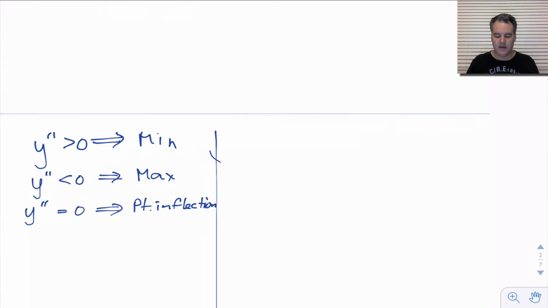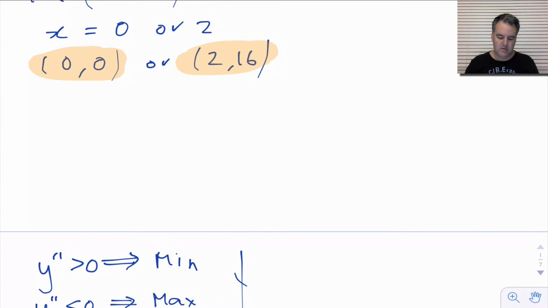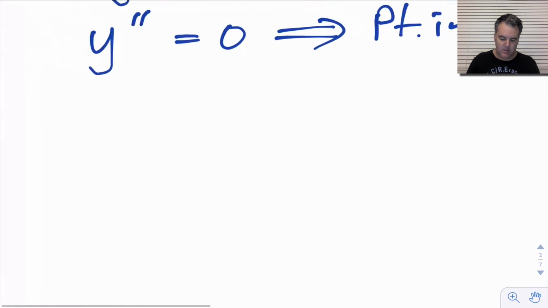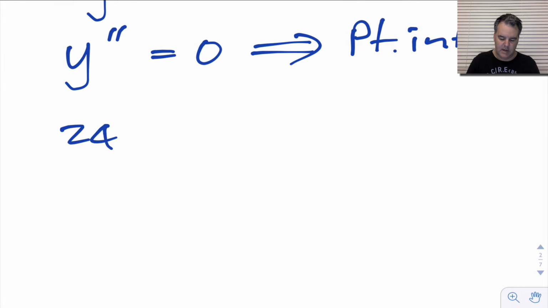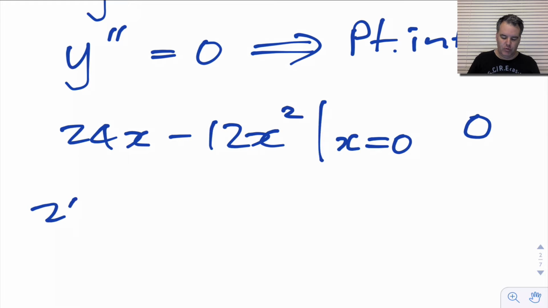So let's do it in this case here. The second derivative is 24x minus 12x squared. Okay, so 24x minus 12x squared when x is equal to 0 gives us 0, right? But we've already established that that point is a stationary value. Okay, so we get 0 for that one.